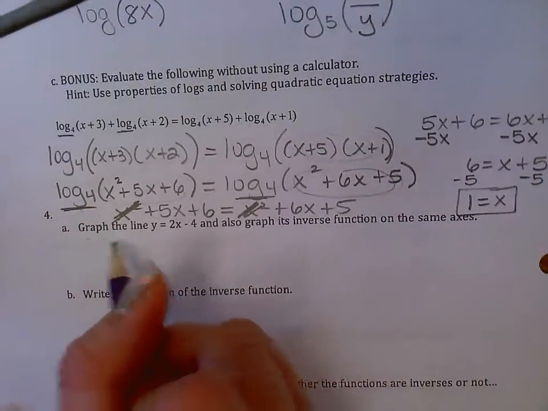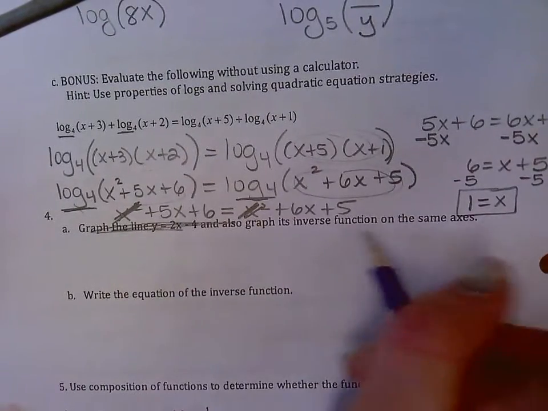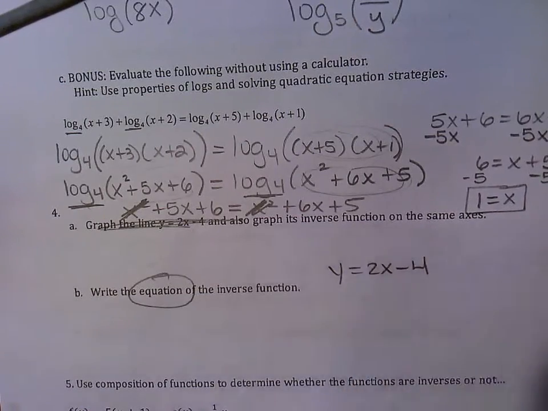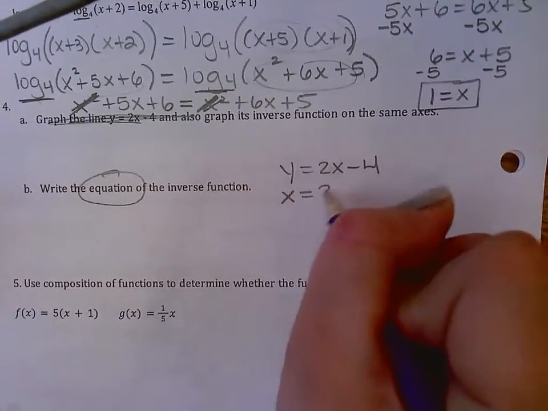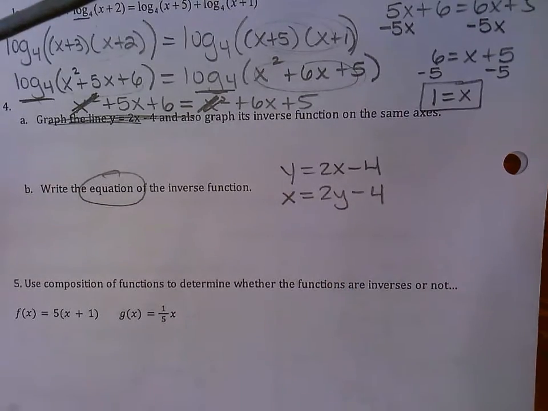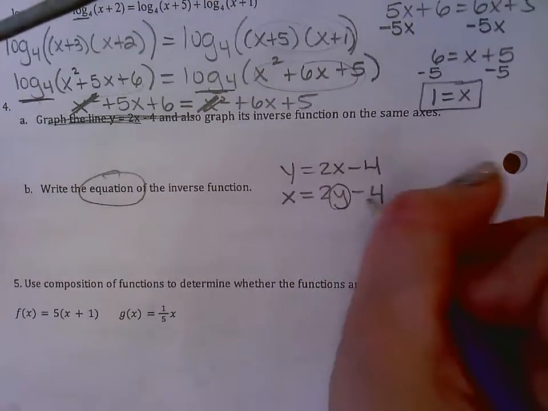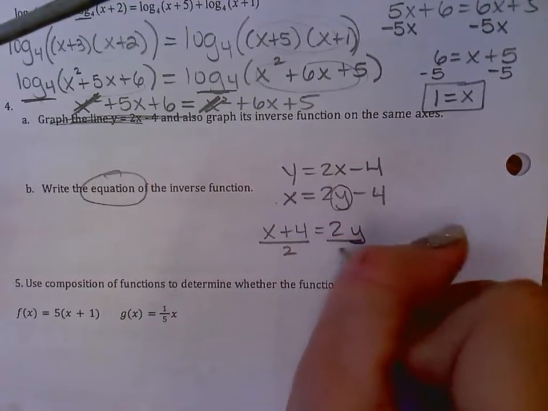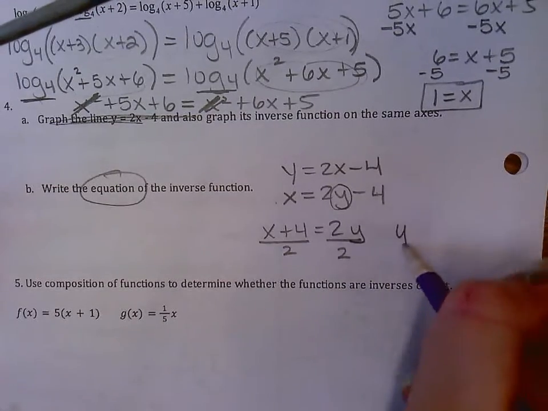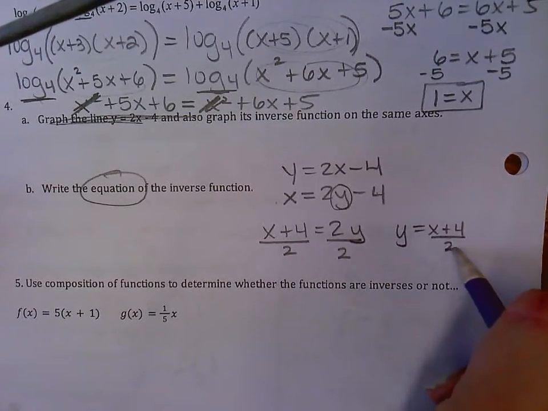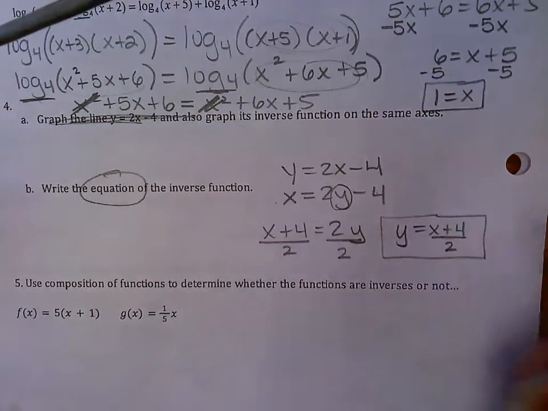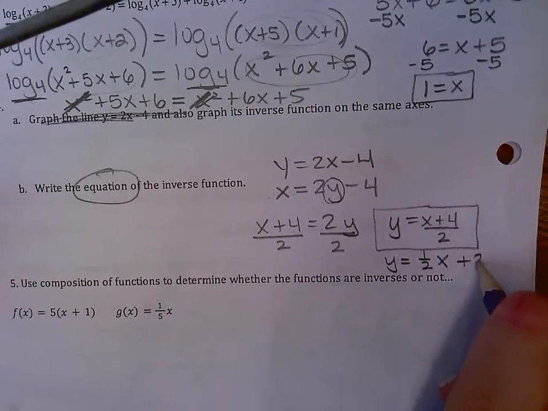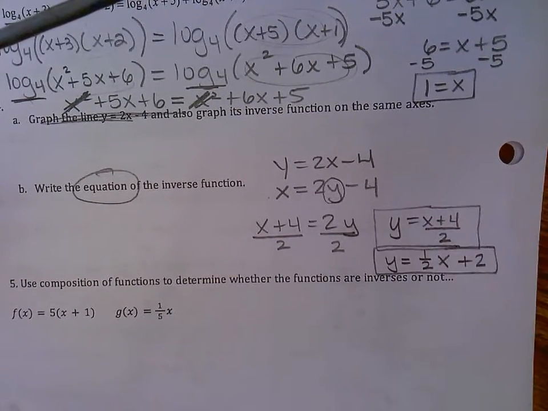This one, I said, don't bother graphing it because I didn't give you an axis, but can you find the equation of the inverse function? So if that's my original function, I'm allowed to switch x and y, and then I need to solve for y equals. So add 4 to the other side, divide by 2, and you could leave your answer like this, (x plus 4) divided by 2, just like that. Or if you had to graph it, you might need to know that the slope is 1/2 and the y-intercept is at 2, 1/2 x plus 2.